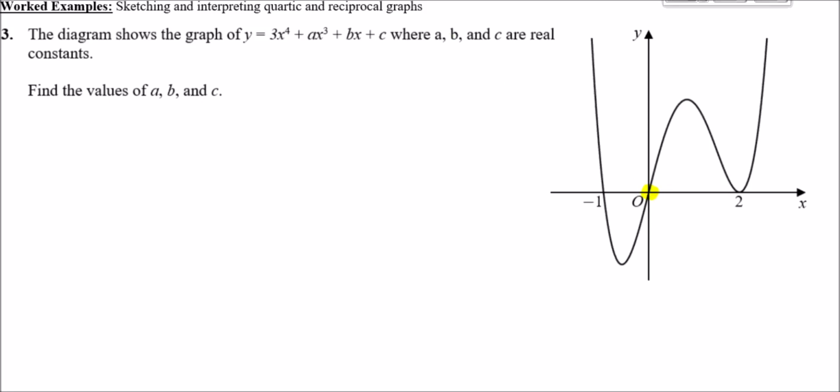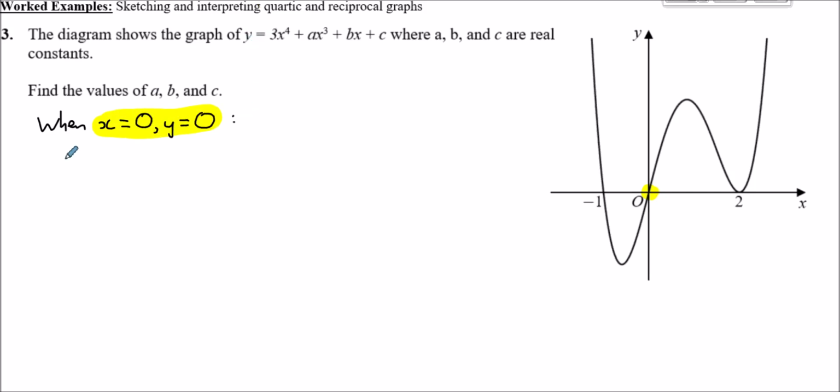So if we just think about it closely enough, we can see, importantly, this graph passes through the origin. Okay, so what we can do first of all, as a suggestion, is substitute in that when x is 0, y is 0. So all we're doing here is just substituting in the fact it goes through the origin. Let's see what that tells us.